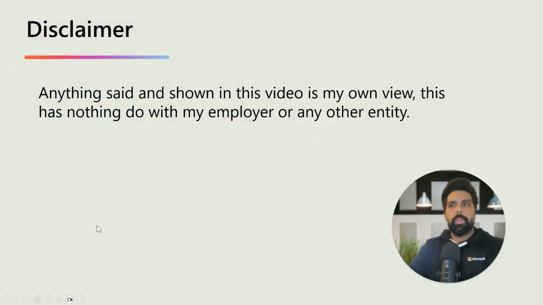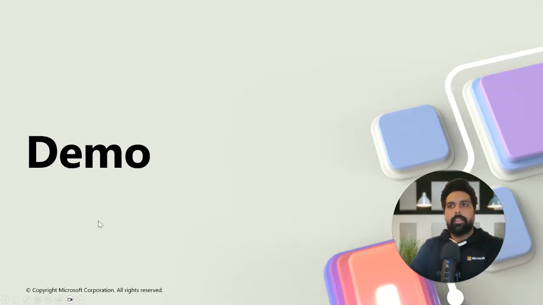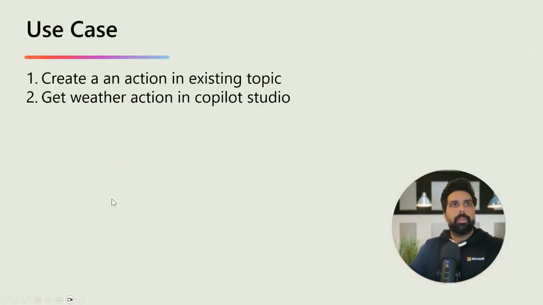So here is a quick disclaimer from me for this particular video. We'll jump directly to a demo and understand what actions are and how you can use them in the Copilot section in the existing topic. In the last video, we talked about how to get the weather information by calling the Power Automate flow. But we will see how you can get the same weather information by adding an action in Copilot Studio in the existing topic.